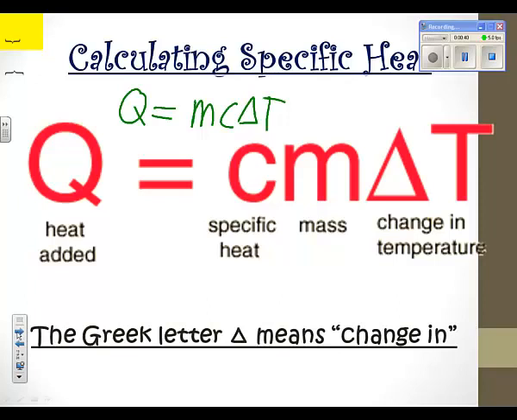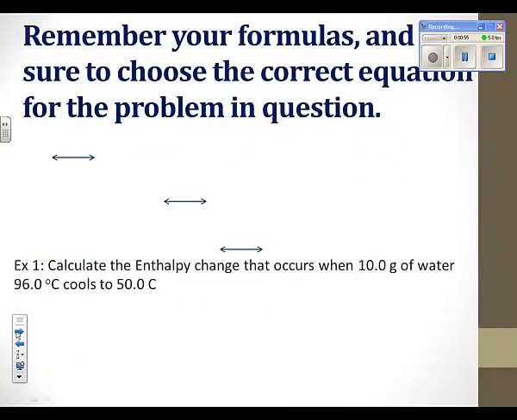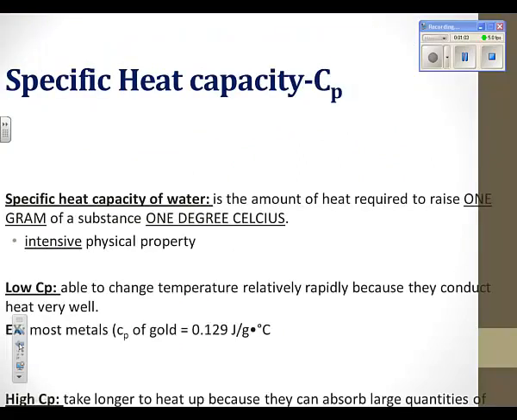So, yeah, the delta means change in. Change in means temperature final minus temperature initial. We use that a lot. So specific heat capacity, CP. Okay, specific heat capacity is the amount of heat required to raise 1 gram of substance 1 degree Celsius. It's very similar to another one we've had. We'll talk about those in class a little bit.